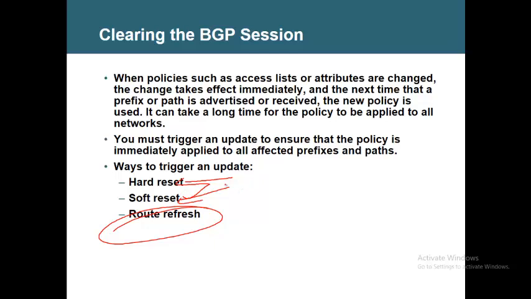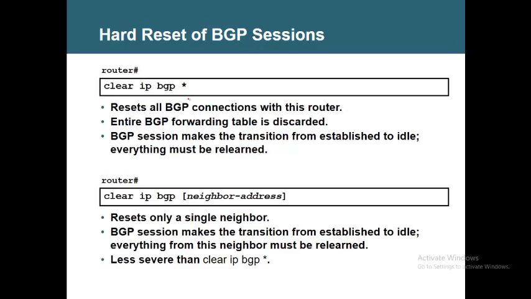Hard reset is simply like this: clear ip bgp all, or clear ip bgp on a particular neighbor. It's up to you; you can say one particular neighbor or all. This is a hard reset. When you do this, the neighbor gets discarded and then re-established. The neighbor will go down and come up. Hard reset is disruptive.